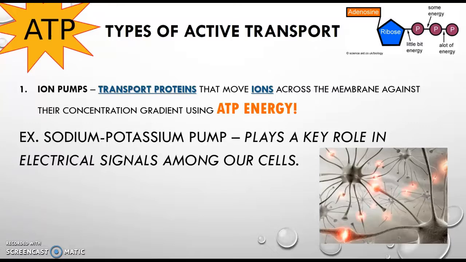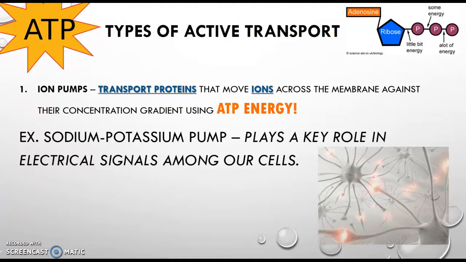So our first example of active transport is an ion pump. This is when a transport protein moves an ion across the membrane against the concentration gradient using ATP energy. Our example that we're going to talk about is the sodium-potassium pump. And this pump plays a key role in electrical signals that move along your cells.